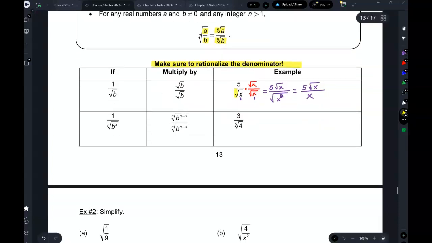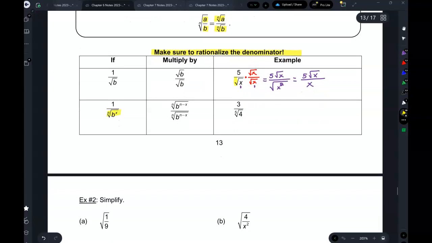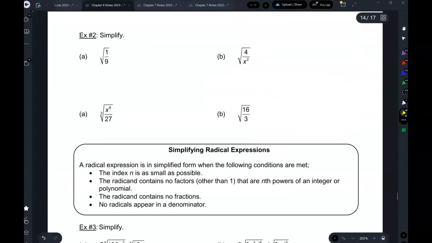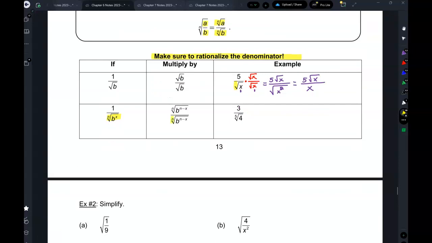What if it's not a square root? What if it's an nth root like this? Then you have to multiply by the same nth root, but you have to modify that exponent. Okay, what am I talking about? Let's see what we have here. 3 over 5th root of 4. Okay, but what's 4 really? Let's split it into the base from which it came. 4 really is 2 squared.